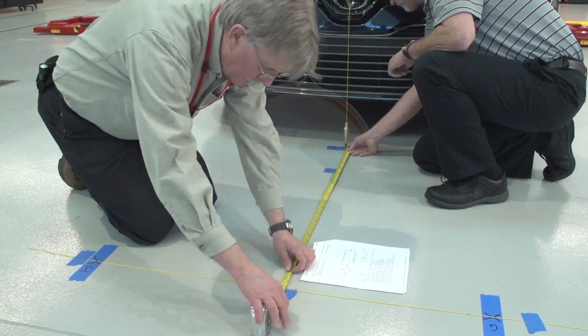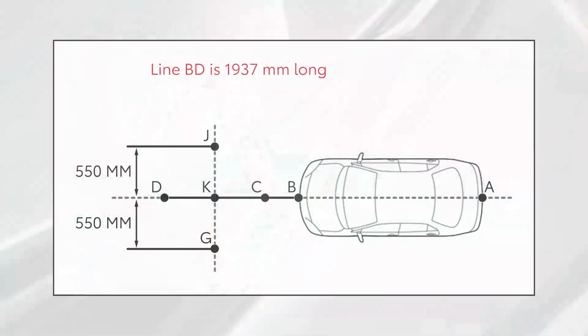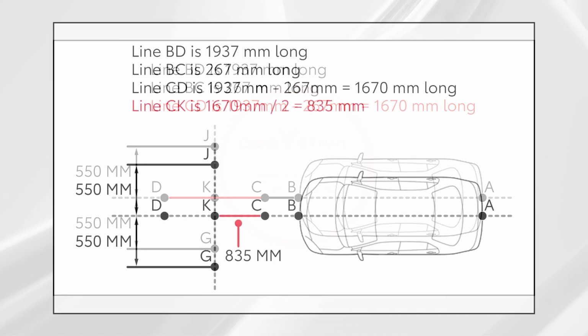Now we need to verify that point K is correct, so we need to do some math. The line from point B at the front bumper to point D is 1,937 millimeters long. The line from point B to point C is 267 millimeters long. By subtracting, we can determine that line CD is 1,670 millimeters long. Line CD is the line segment that we bisected by drawing the arcs and laying out the perpendicular string.